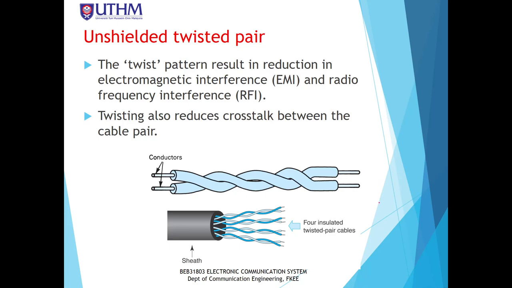So you might wonder why we always twist the cable for the connection of electrical appliances. So one of the reasons is that we want to reduce the EMI effect. Okay, so twisting also reduces the crosstalk between the cables. Okay, so ini adalah kenapa kita menggulung dia punya cable tersebut, twist like this, so that we can reduce this kind of interference.